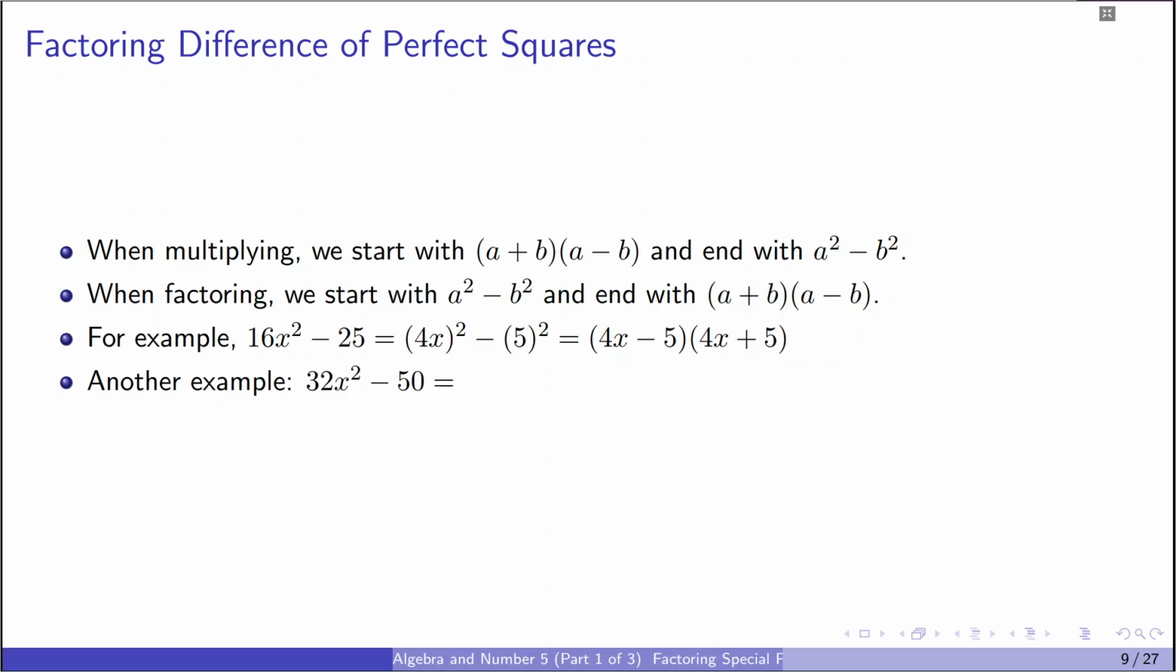Another example here, 32x squared minus 50. These are not perfect squares, but they have a common factor of 2. When we pull that 2 out, we are left with 16x squared minus 25. Well, we just solved that example. So this is 2 times 4x minus 5 times 4x plus 5. So we had to pull our common factor out first, but after that we were left with the difference of perfect squares.